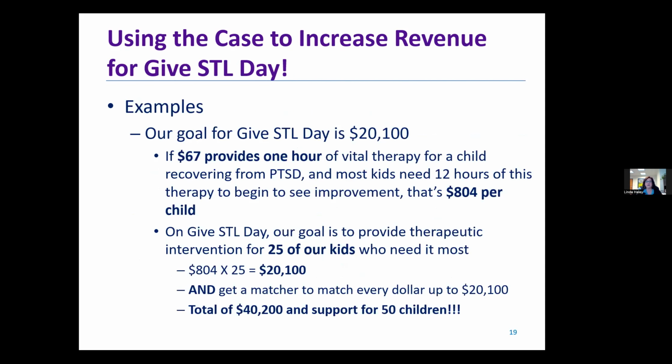All right, so I'm going to give you an example, and it's going to go back to our original set of numbers that we saw in one of those early slides. So we're going to say on our page, our goal for Give STL Day is $20,100. So I did a little math, and it basically says if $67 provides 1 hour of vital therapy for a child recovering from PTSD, and most of our kids need 12 hours of therapy to begin to see improvement, that's $804 per child.